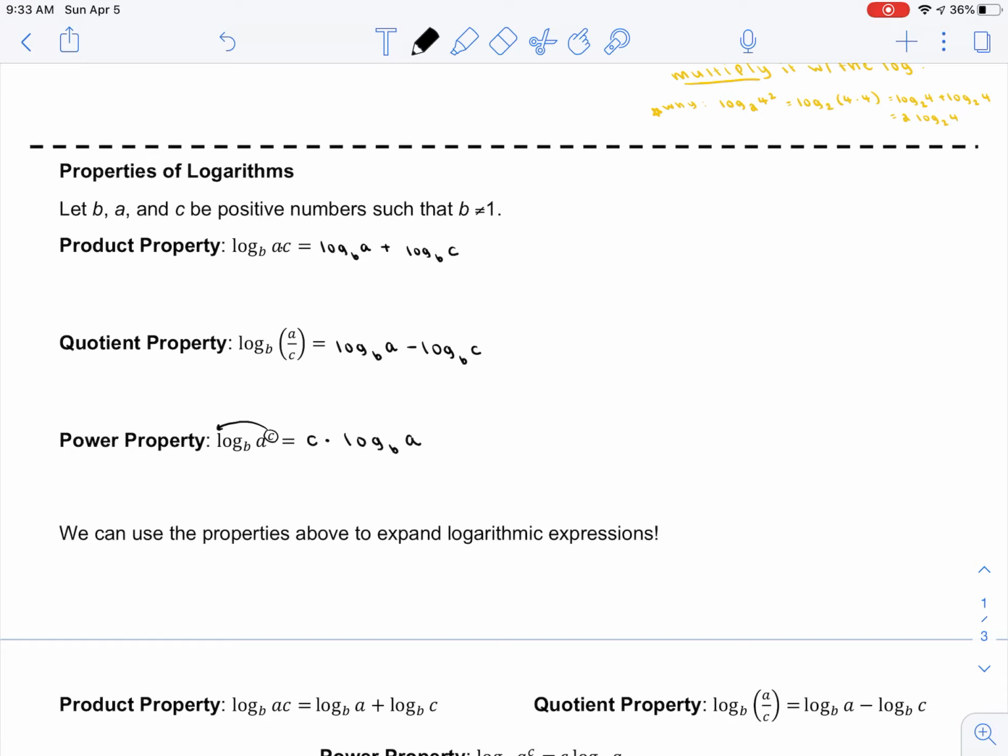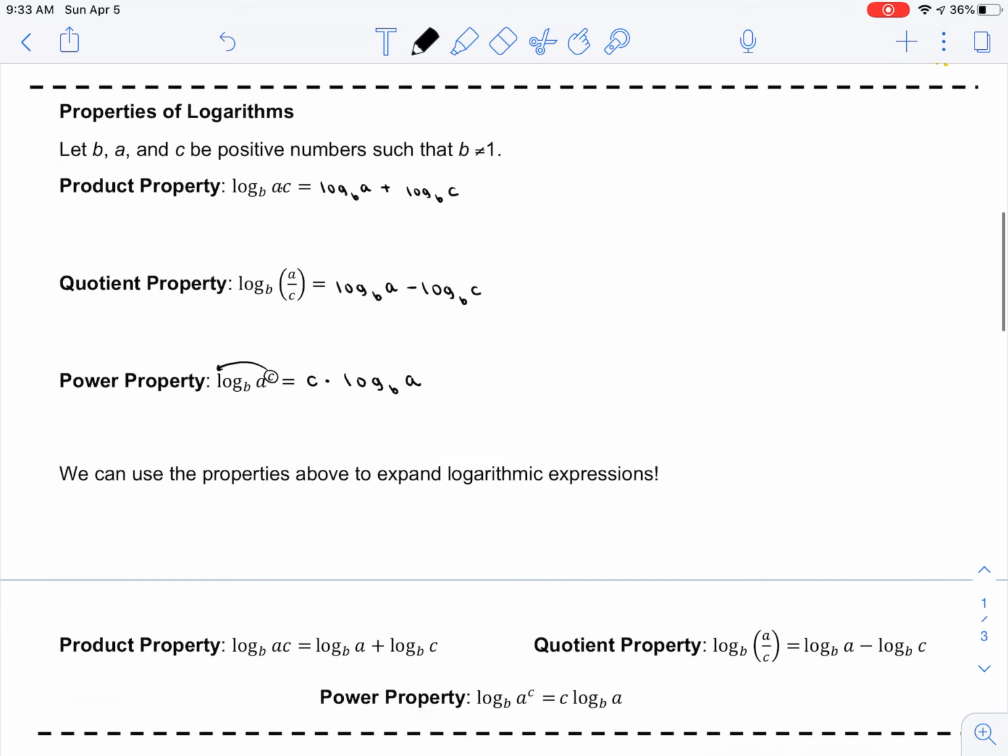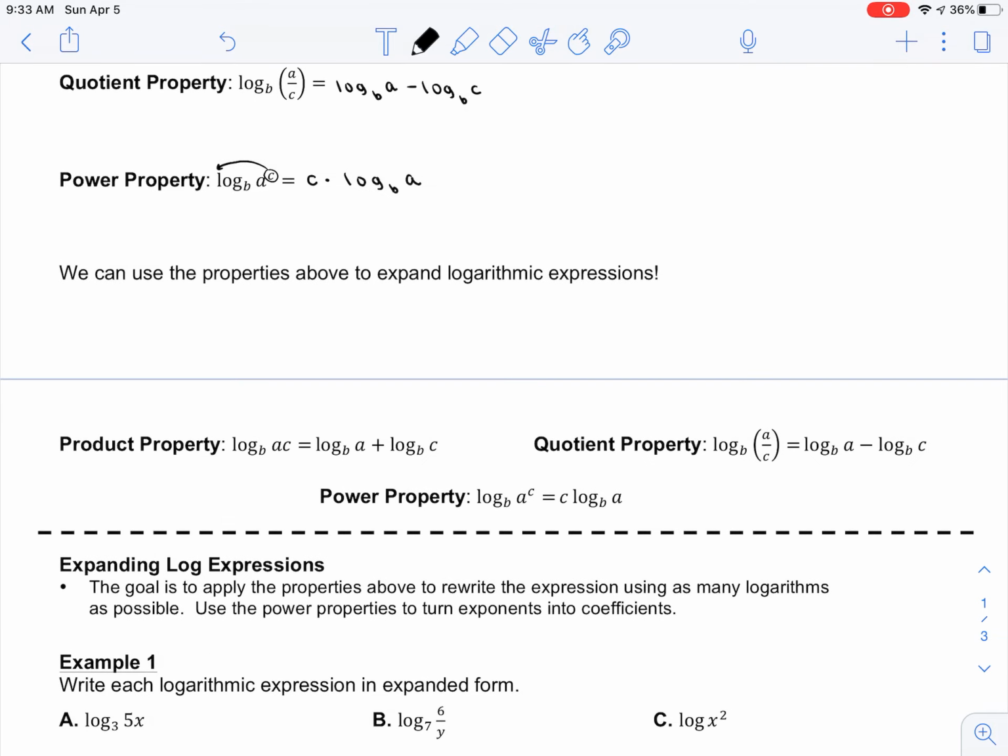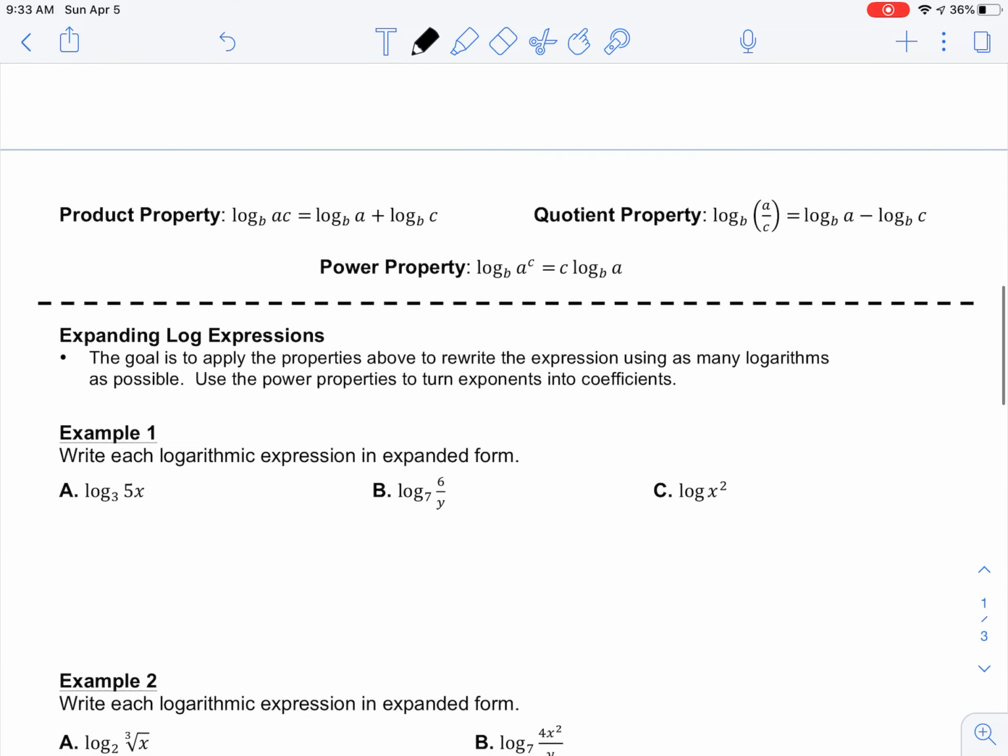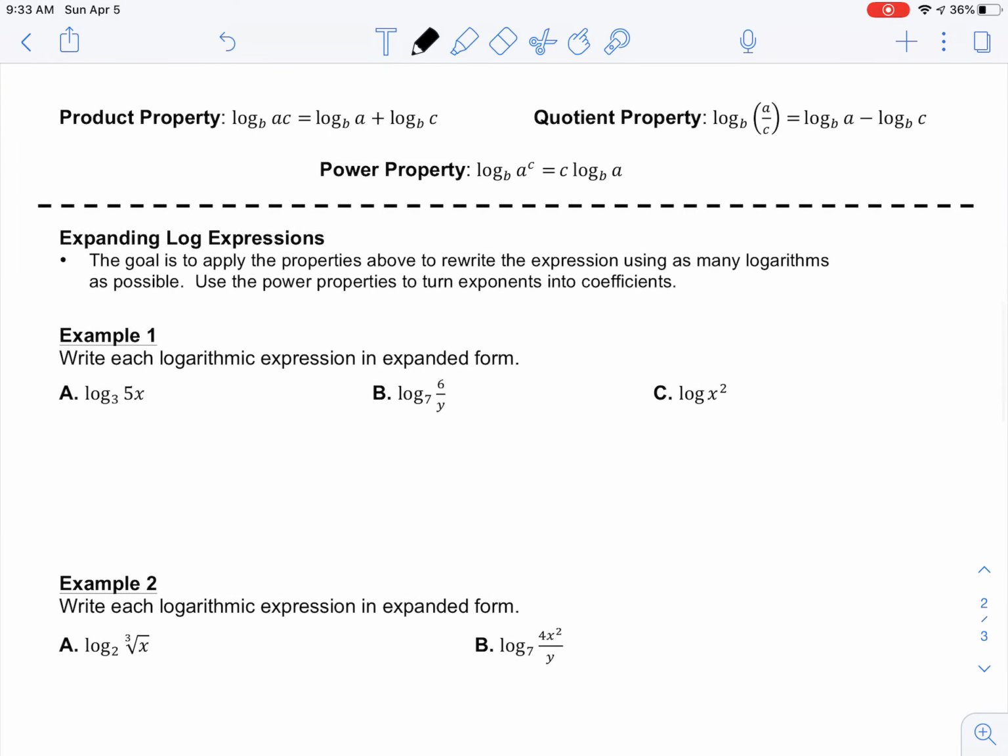So those are the 3 properties that we're going to be using a lot this week, actually the remainder of the week, so you'll be practicing them. So let's look at some examples of what you're going to do. This next page, they are just rewritten, so we don't have to keep scrolling back and forth for you.